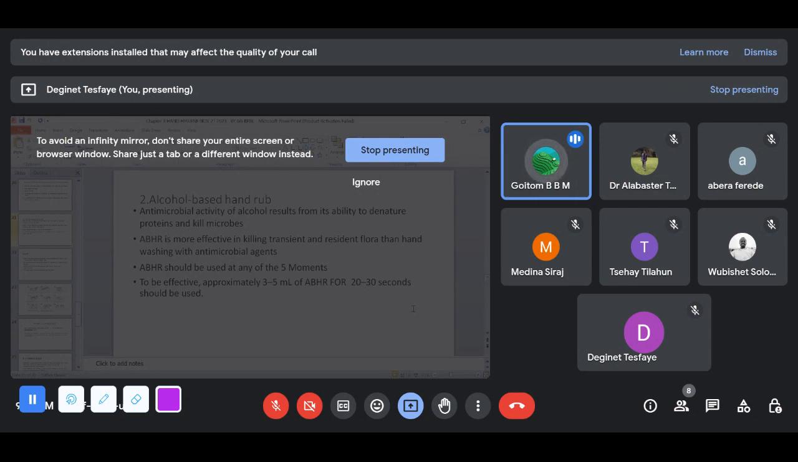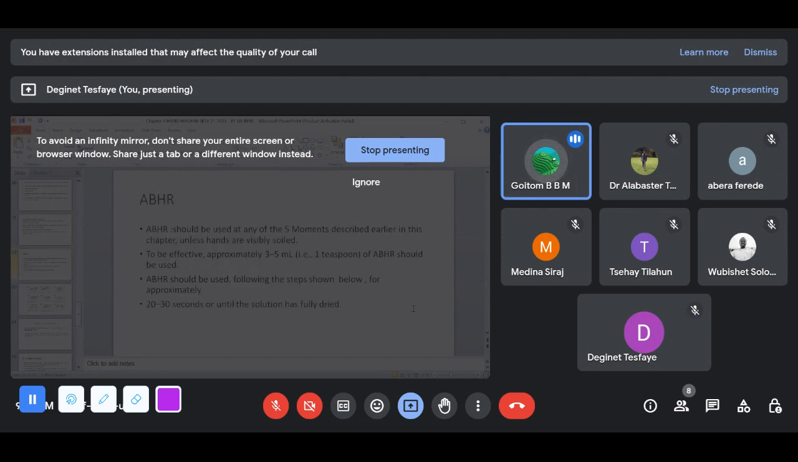Alcohol-based hand rub should be used at any of the 5 moments. To be effective, approximately 3 to 5 ml of alcohol-based hand rub should be used for 20 to 30 seconds. So we pour 3 to 5 ml of the alcohol-based hand rub on the palm. Then we rub the palm, then the back of the hand, then the thumbs, then the fingers, then the wrist, and that's all.